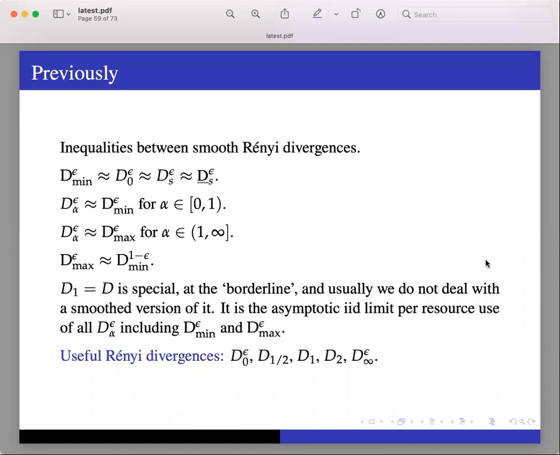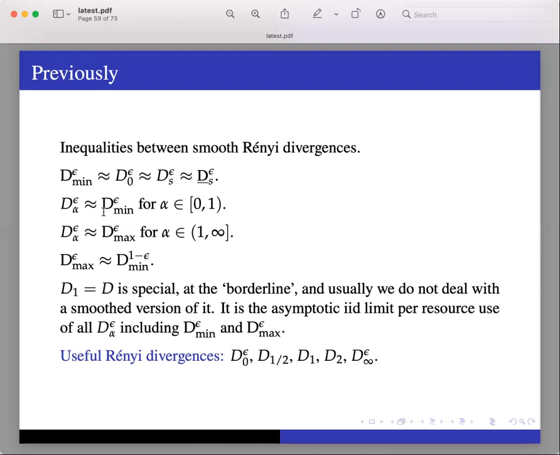Last time we studied various inequalities between the smooth demidivergences. We singled out two of them at the two ends of the Reni spectrum with respect to alpha. At one end was the D epsilon 0, the smooth Reni entropy of order 0. And we defined several other divergences, and they are all roughly the same. We will use the D epsilon min definition most of the time because it has all the good properties. It satisfies data processing and it satisfies continuity. But some proofs are easier done in one of these other definitions. So we will keep all of them around, but we know they are roughly the same.